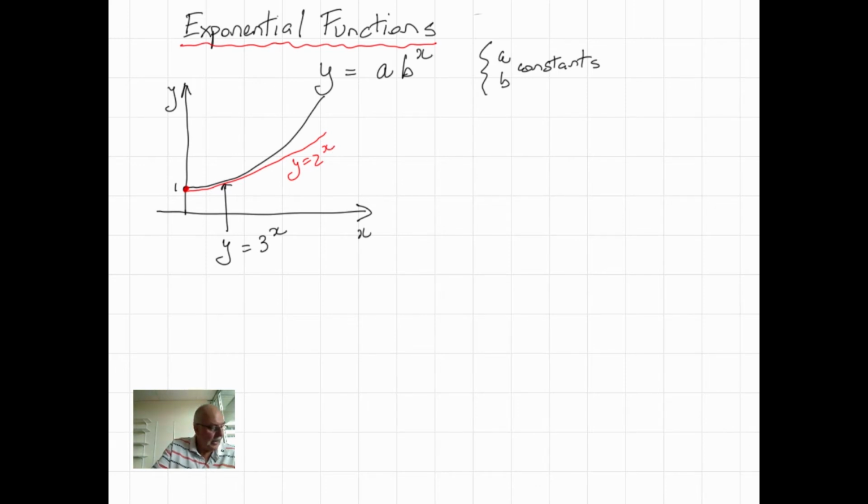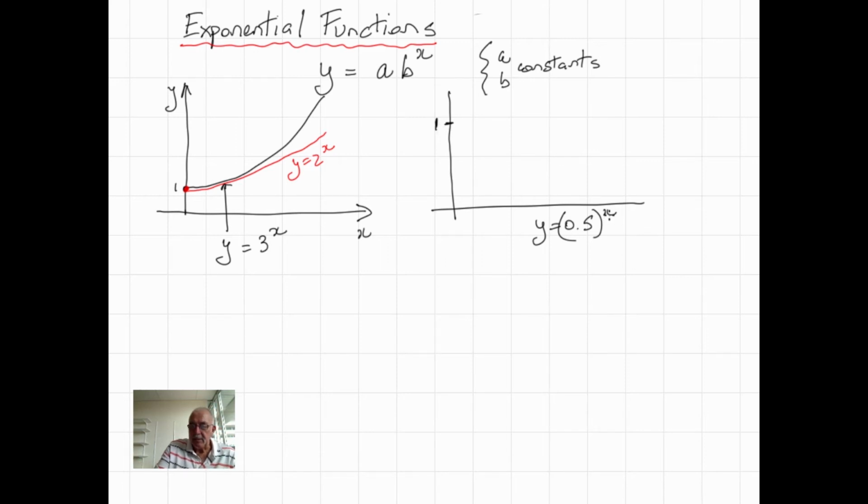What happens when we've got our base being less than 1? So y equals 0.5 to the power of x. Once again, when x is equal to 0, y is equal to 1. So maybe we'll make 1 up there.